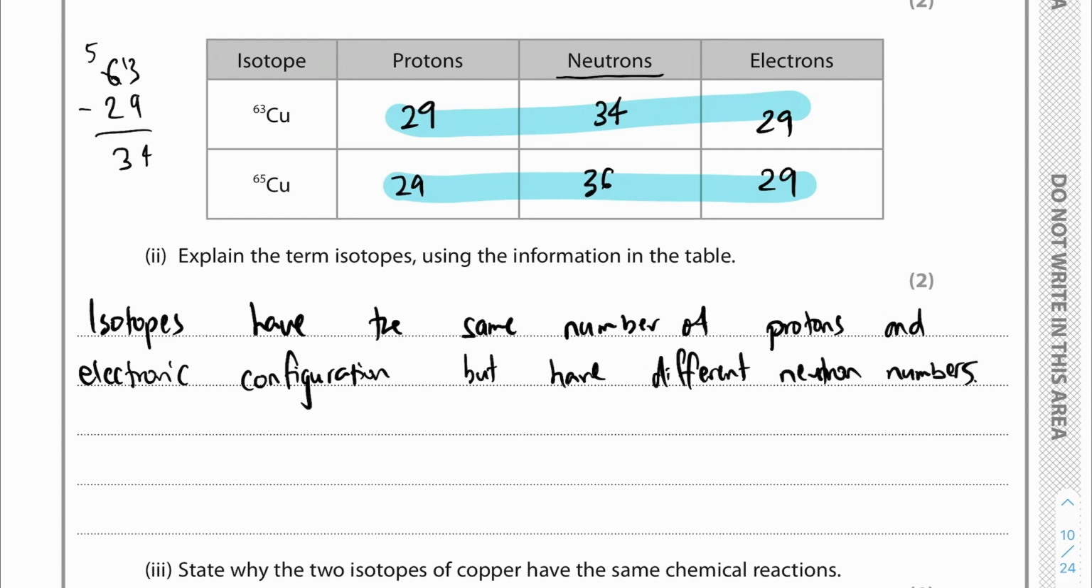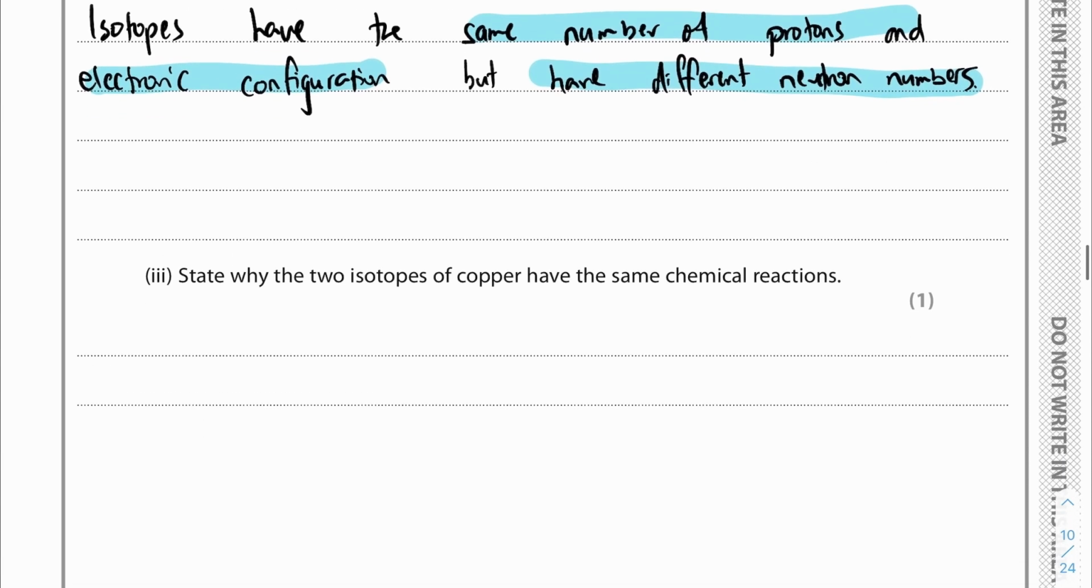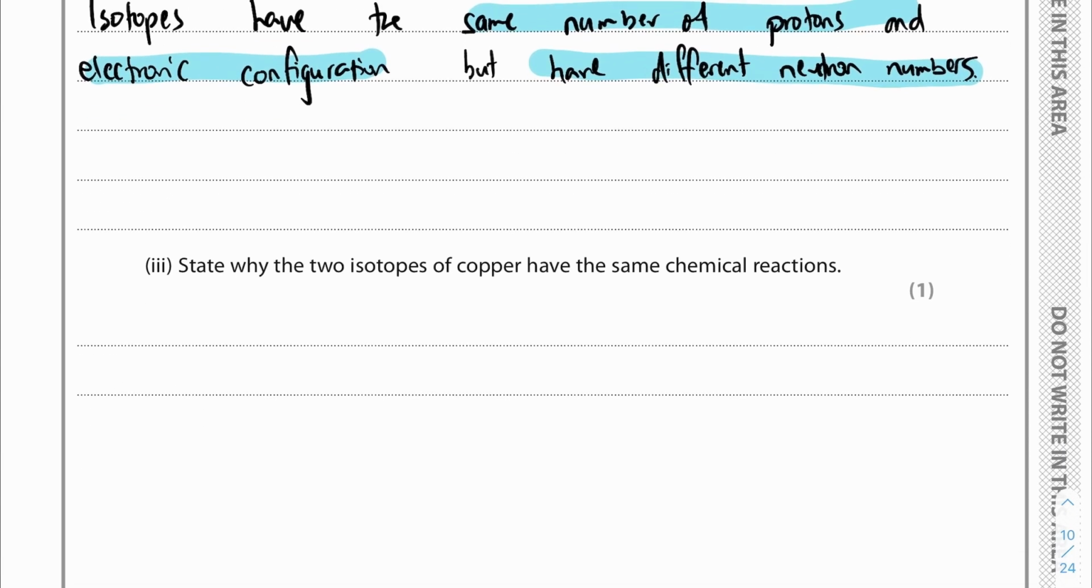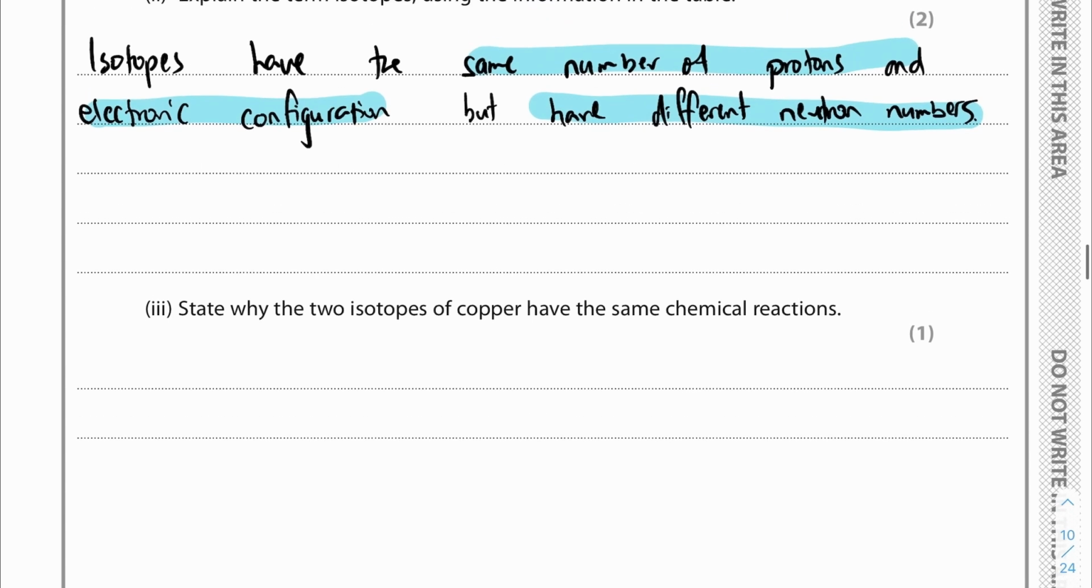So what are the 2 marks? Just saying that they have the same number of protons and electronic configuration. That's 1 mark. And the second mark is to do with different neutron numbers. Okay. So part III, state why the 2 isotopes of copper have the same chemical reactions.